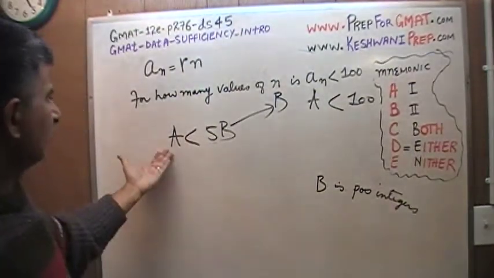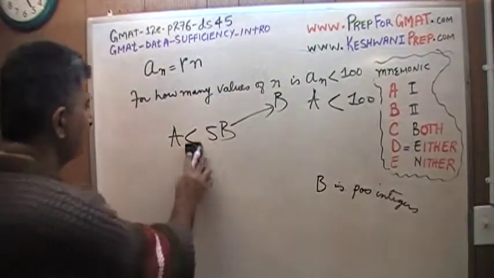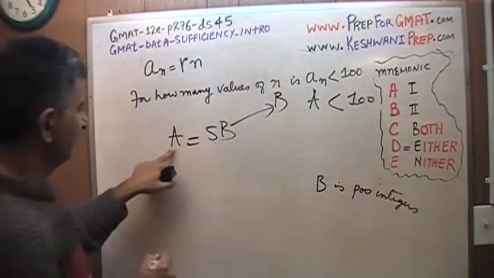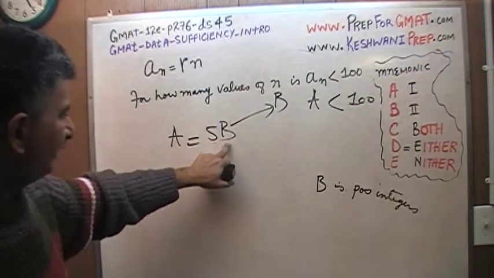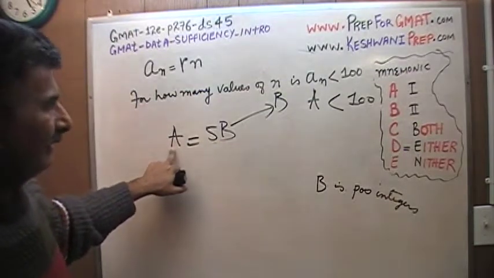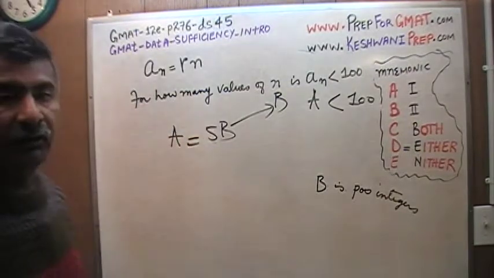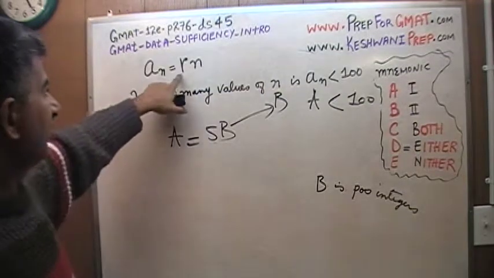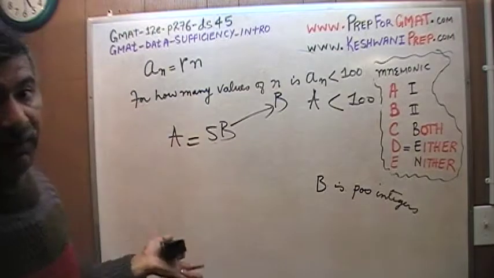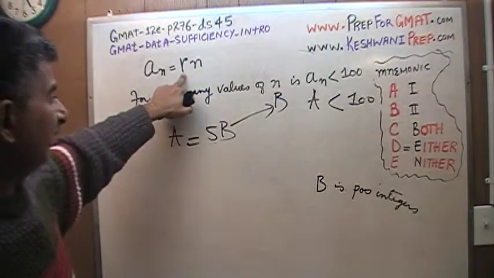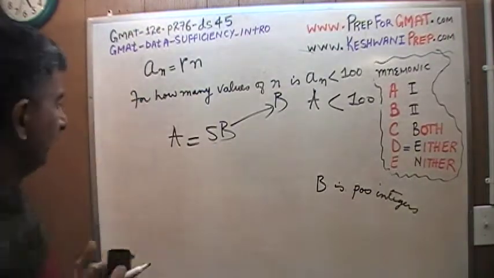So this might be a question here. The relationship is this here, but the question is, for how many values of B is A less than 100? In this case, the answer would be 19. That's what we have to figure out, what this R is. If this R happens to be 5, the answer would be 19. If this R happens to be 10, the answer will be something different. We'll find out.